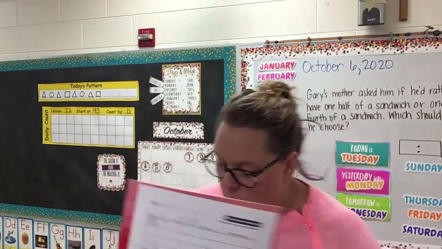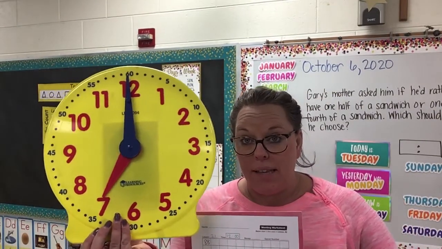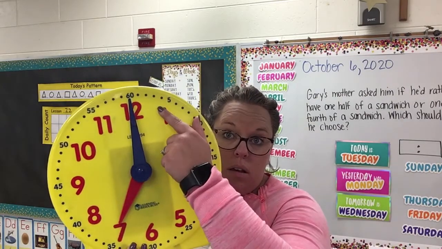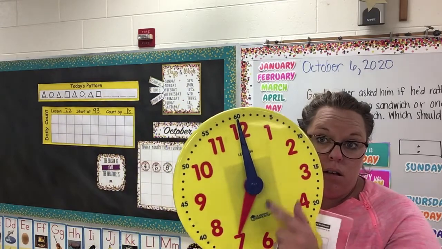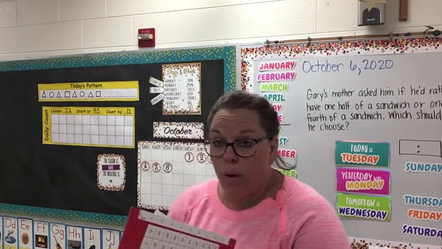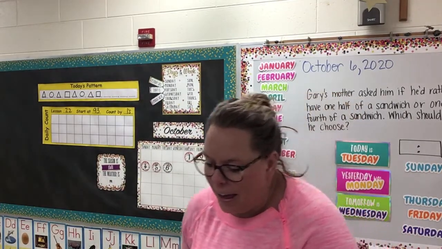And what time did we just say? Let's look at the clock again. What time does this say? It's pointing at the 7 and at the 12, which means o'clock. So it's 7 o'clock. So I need to write 7 o'clock in my time.